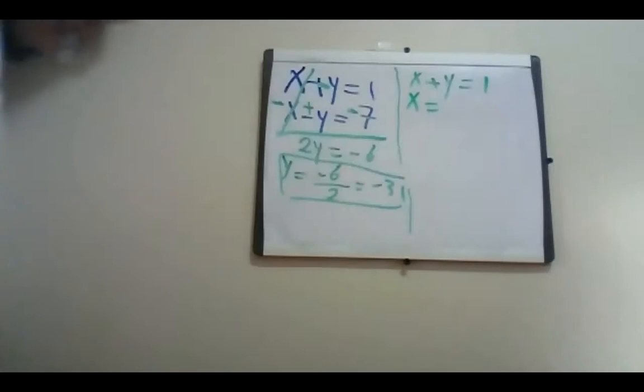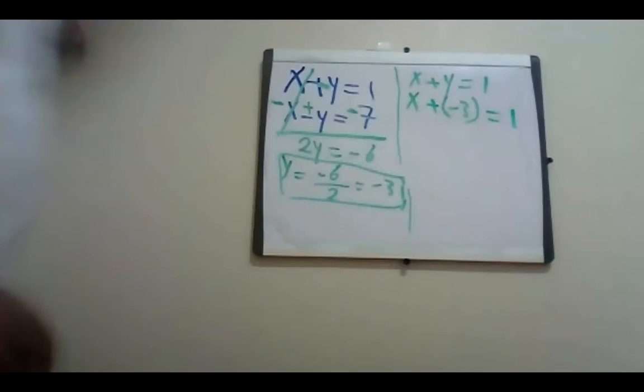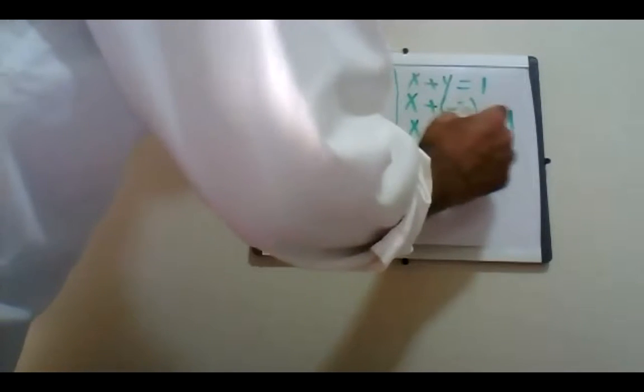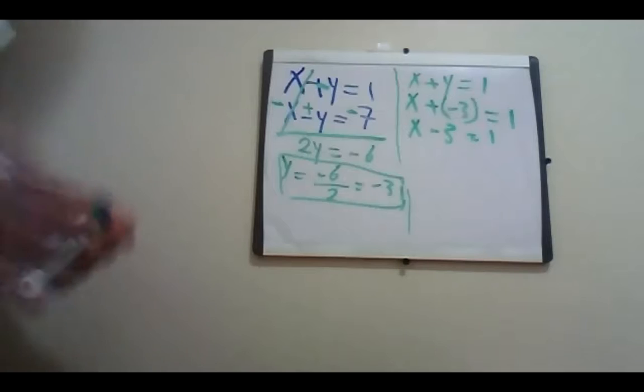Okay, x is still an unknown variable, plus y, which is minus 3. So x plus minus 3, because y equals minus 3, comes to 1. Then x plus and minus gives me x minus 3 equals 1. Then I want the variable on one side and the numbers all on the other side.